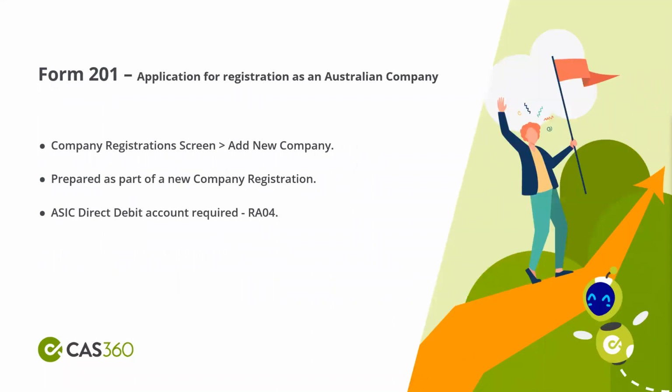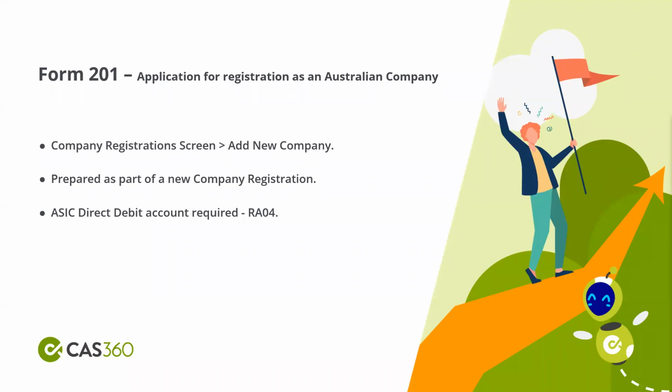So starting out, looking at Form 201, this form being used for the registration of an Australian company. My colleague actually did a webinar on this yesterday to do with company incorporations that goes into much more detail into what's required in setting up a company and registering it in CAS 360. So I'd highly recommend going to check out the company incorporations webinar that was previously done.